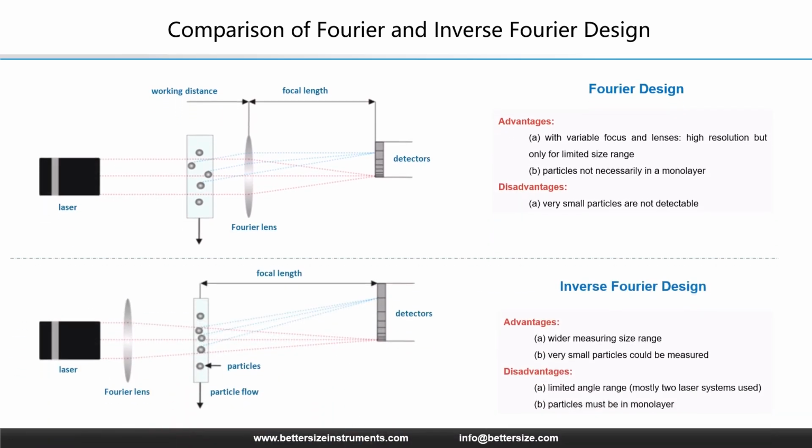Conversely, we have the inverse Fourier design. Here, the lens is placed before the sample cell. This allows the detectors to capture wide-angle light without obstruction, making it excellent for small particles and broad ranges. But it has a weakness: the resolution is lower, and the optical path is strictly limited by the detector layout.